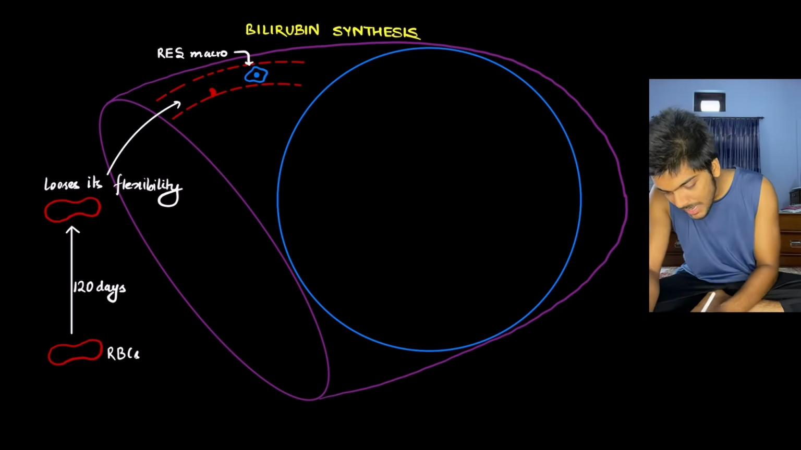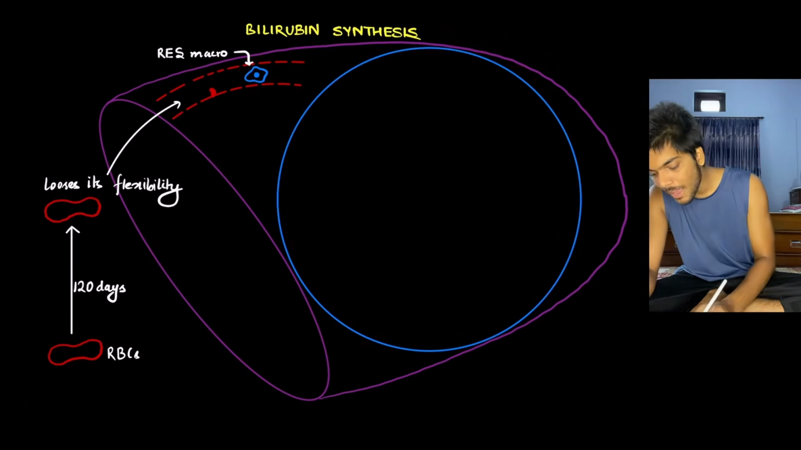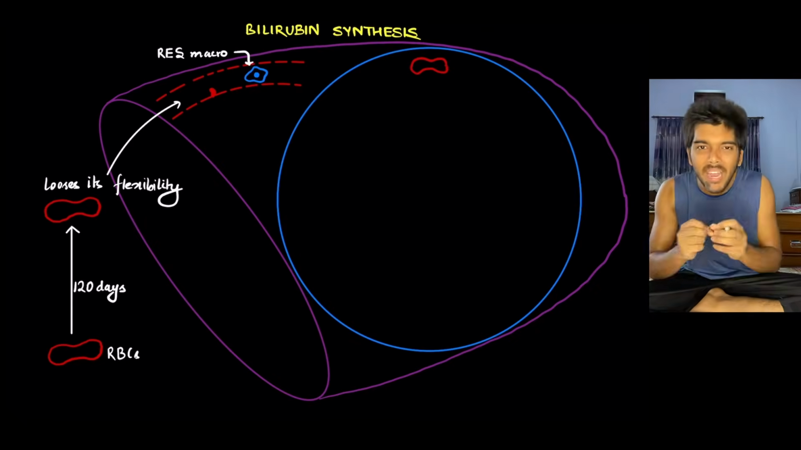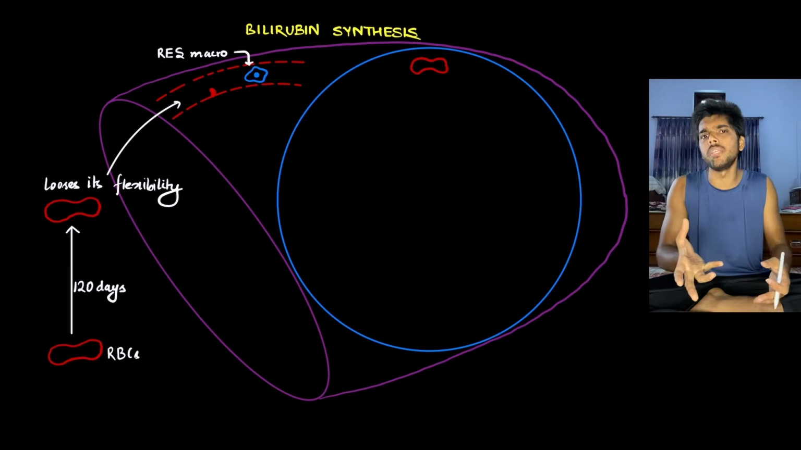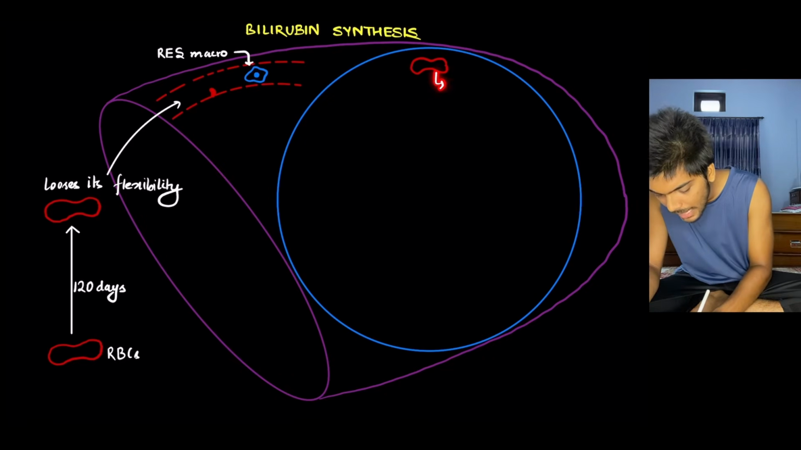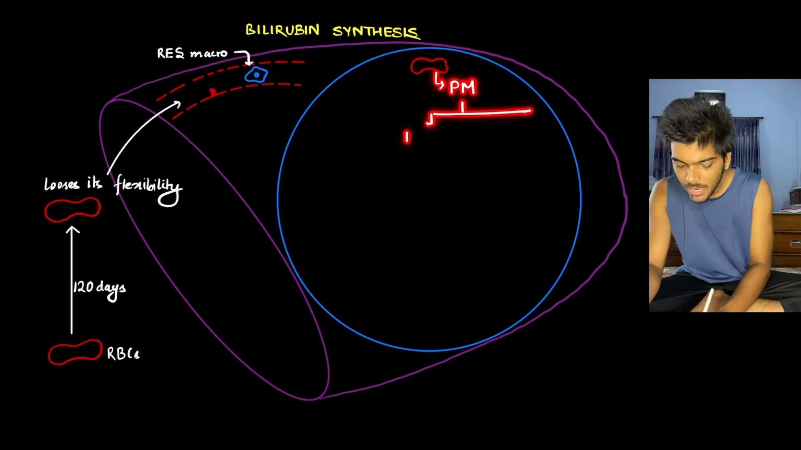Okay, so this in blue, I have zoomed into the macrophage, and inside this macrophage is none other than our RBC. Now let's break this RBC into its various components. What is RBC? It is a bag filled with hemoglobin. The bag being none other than the plasma membrane. What is plasma membrane made up of? It is made up of lipid and protein.